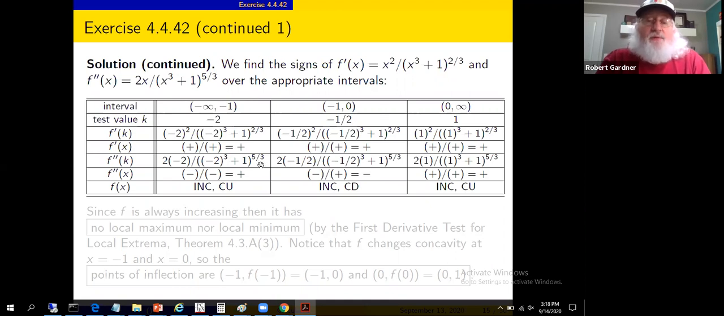Second derivative, okay. Here I've got a 5/3. I'm not squaring anything in the denominator. I've also lost that squaring in the numerator. So this will be a little more interesting, I guess. Plug the -2 into the second derivative. Okay, I'll get 2 times -2 divided by (-2 cubed plus 1) to the 5/3 power.